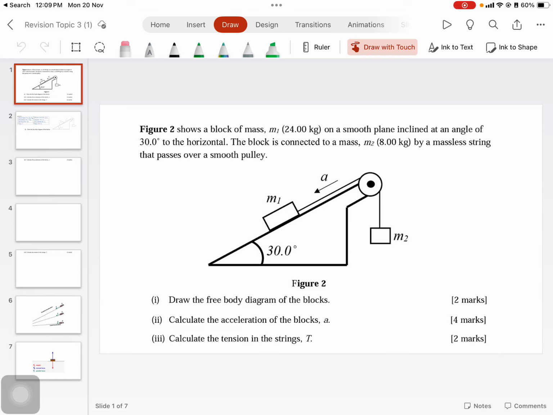Hello student, for today we're going to take a look at topic 3, which is related to Newton's law of motion. This question is taken from the past semester midterm task question. So let's read the question here.